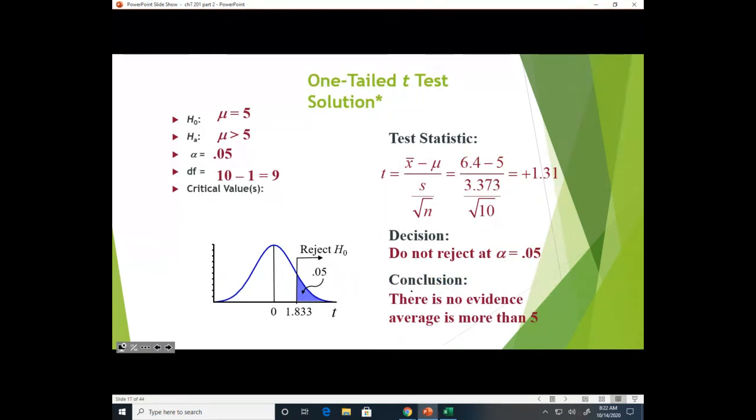The null hypothesis was the mean is equal to 5. Our alternative was that the mean was greater than 5 at the 0.05 significance level. Degrees of freedom is n minus 1 equals 9. So we can calculate our critical value from the student t distribution at 1.83. Our t-stat was only 1.31, thus we do not reject at alpha 0.05. There is no evidence that the average is more than 5, so we fail to reject the null hypothesis.